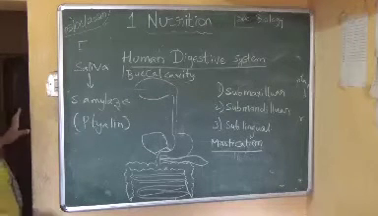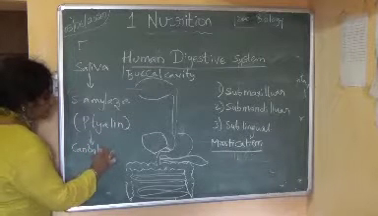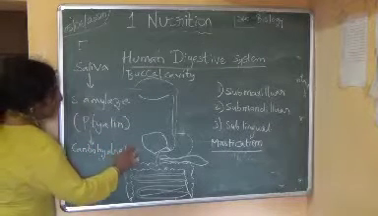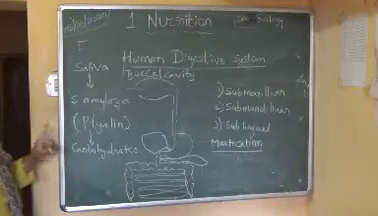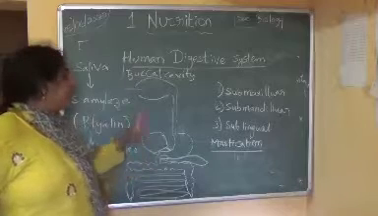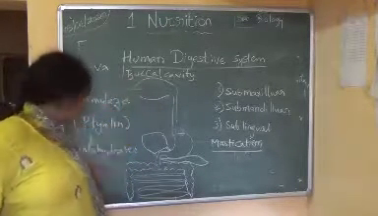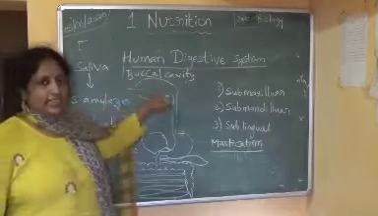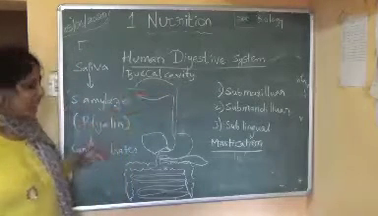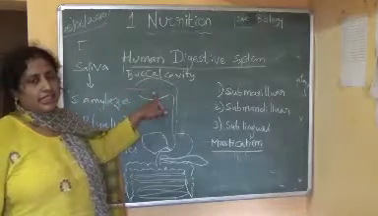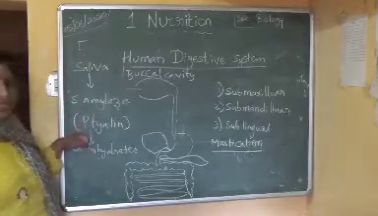This salivary amylase acts on the carbohydrates present in the food. So the digestion of carbohydrates starts in the mouth. The first digestion starts in the mouth. Proteins and fats digestion does not start here, but carbohydrates digestion starts in the mouth, by the action of salivary amylase.